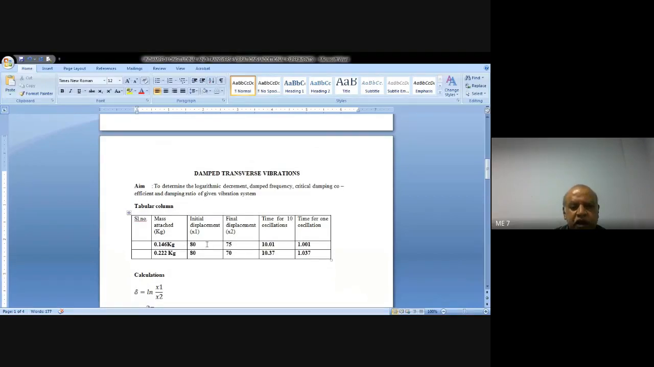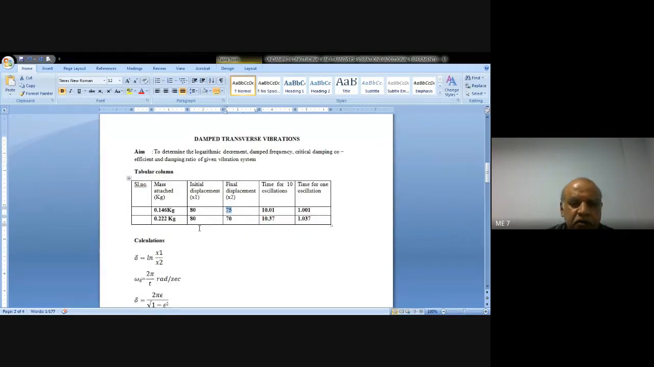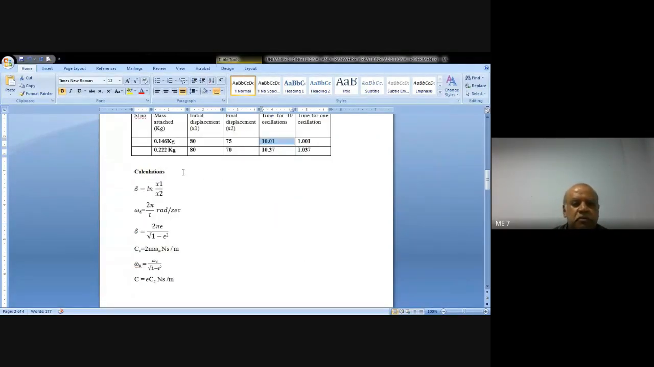Got it? So 80 is the initial displacement on the graduated scale. When it does the first vibration, this is the final displacement on the graduated scale. So 80 and 75 are the initial and final displacement. Then allow it to oscillate and note down the time for 10 oscillations. Okay, thank you, sir. Calculate the logarithmic decrement, damping frequency, damping factor, natural frequency, critical damping coefficient, and damping coefficient. Please calculate and let me know the answer.